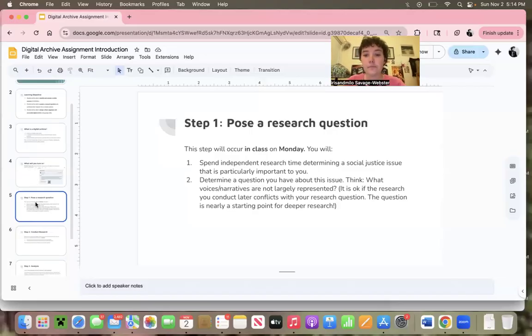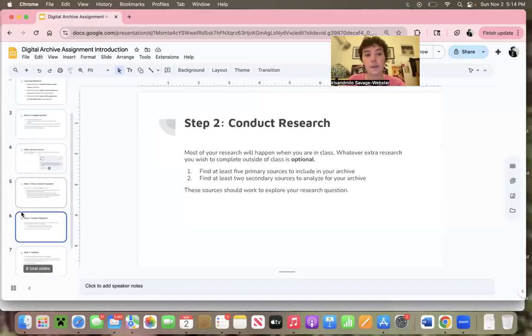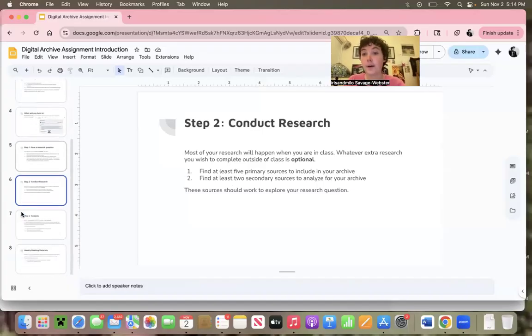So yeah, step two, we're going to be conducting research. This will also happen in class. Whatever extra research you want to do outside of class is optional. It just depends on what you're able to get done in class. And if there are any accommodations you need for that, we can talk about those.